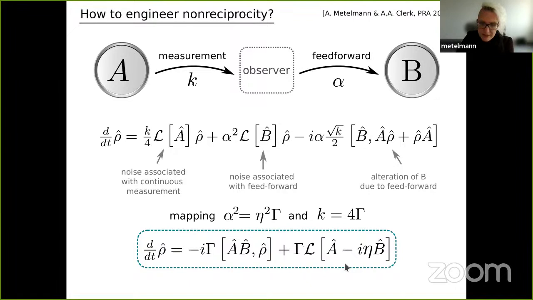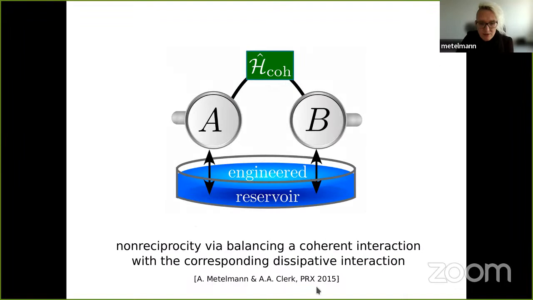We need the combination of a coherent interaction and a dissipative interaction in this form to render a system non-reciprocal, right? Because if I forget now about where we came from, I can just try to engineer such a form of interaction and realize non-reciprocity. And this is something which we can generalize in more detail. And here is the reference for this, that we can engineer non-reciprocity by balancing a coherent interaction with the corresponding dissipative interaction. And more details are in that work.